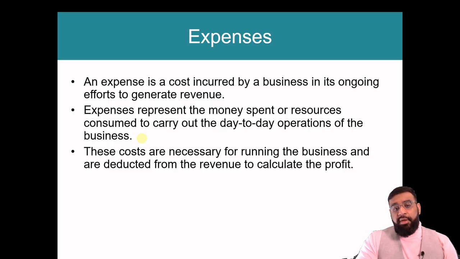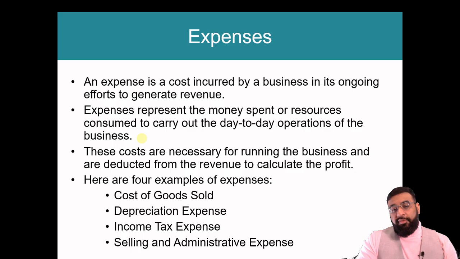Essentially, on the income statement, the two main accounts that go on the income statement are your revenues, which is income that you generate, subtracted by your expenses, the costs incurred, consumed, or used up, to arrive at the profit. Now, there are four key examples of expenses. The first one is cost of goods sold.